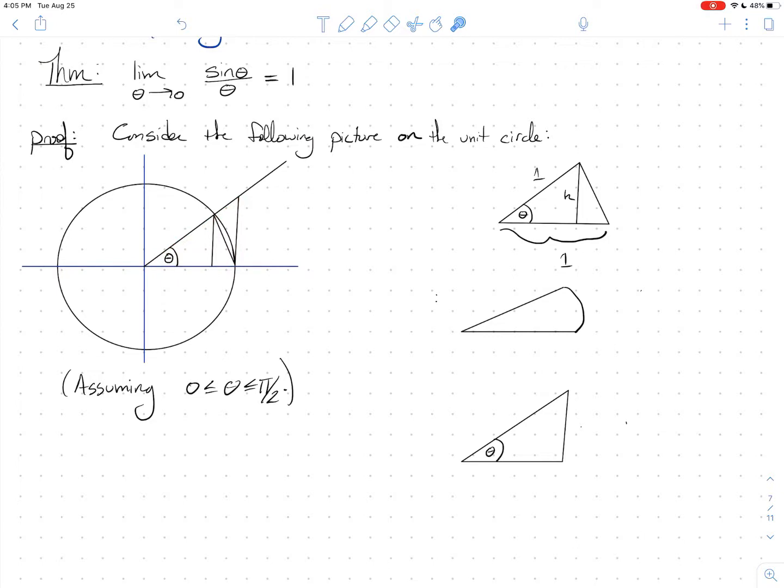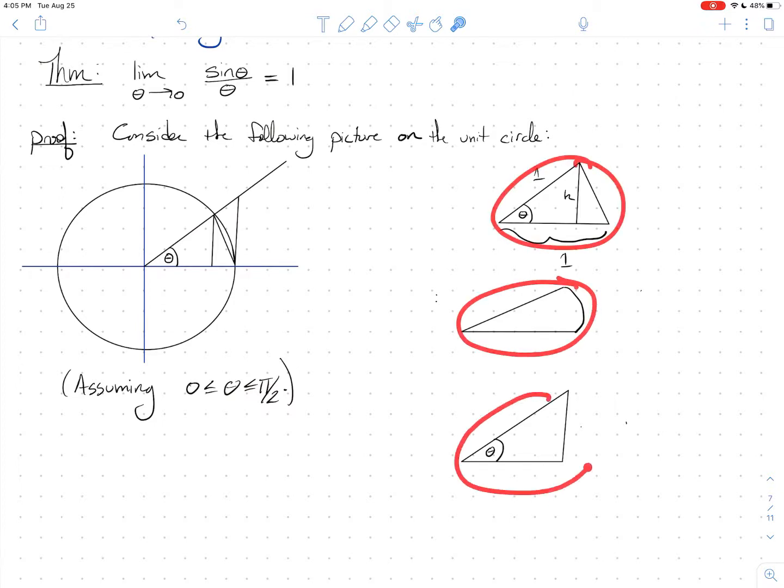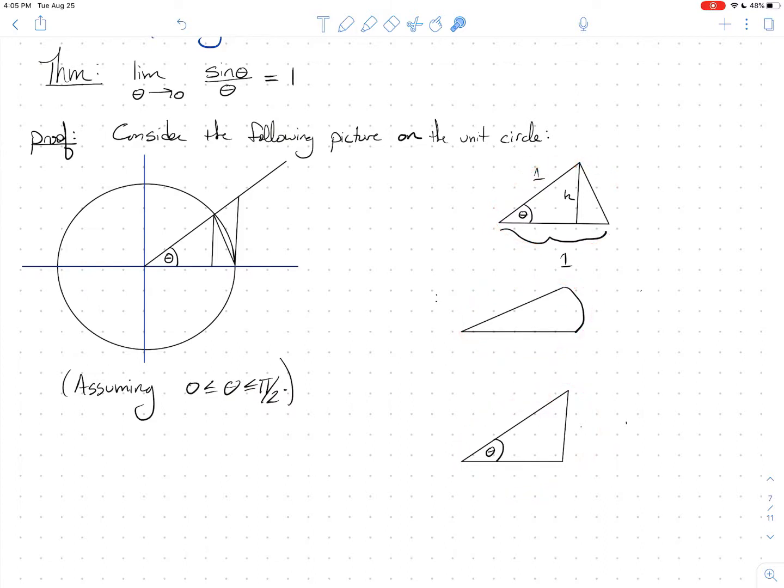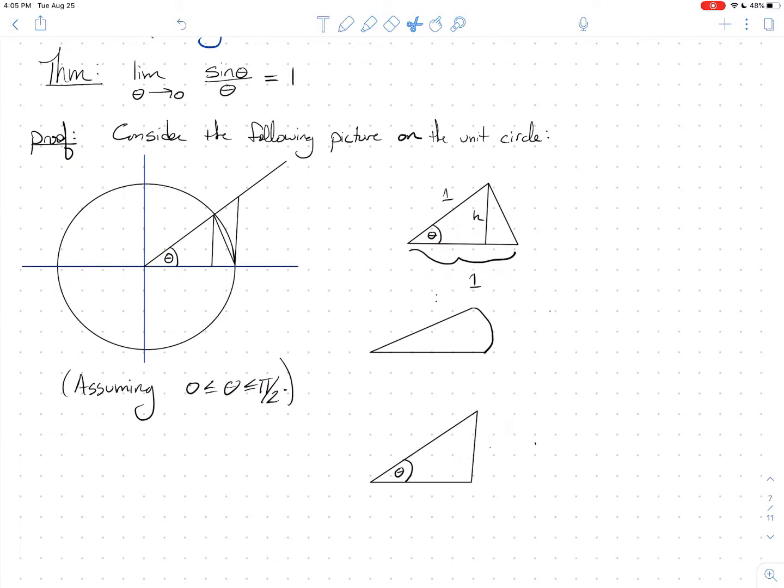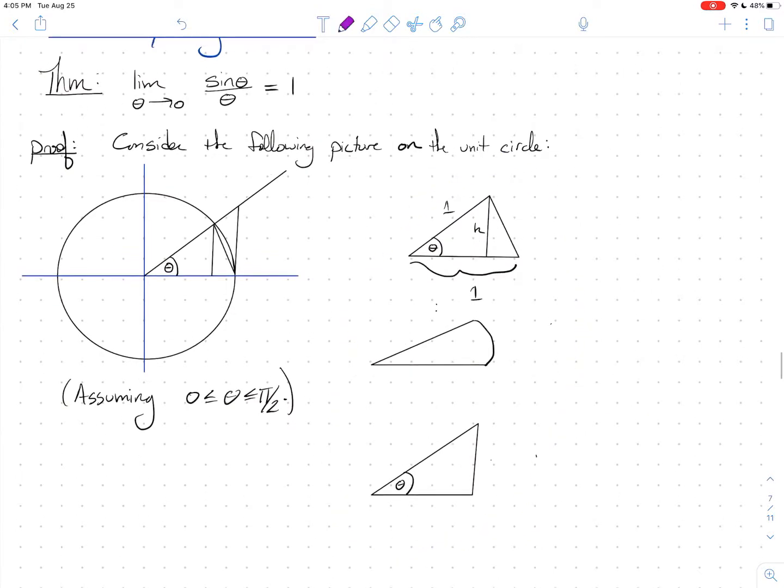And I want to simply together compute the area of these 3 pieces. So we have this triangle, we have the pie wedge, and then we have the big triangle. I want to compute their areas, and I claim that it's easy to see from the picture that this area is smaller than this area, which is smaller than this area. So hopefully that's clear to you. Let's slide these over so we have a little more space to work, and let's begin.